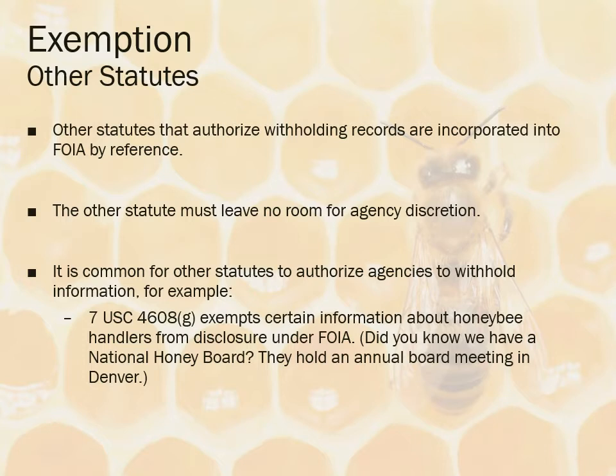Now, it is surprisingly common for statutes to require that agencies withhold certain information. So, for example, 7 U.S.C. section 4608G exempts certain information about honeybee handlers. And so if you were to file a FOIA request with the USDA, the agency would go ahead and deny that request based on this other statute's exemption. Similarly, the National Security Agency Act of 1959 prohibits the disclosure of pretty much all information relating to the NSA's activities. This is again a mandatory exemption. It is not permissive. Agencies have to withhold the information.